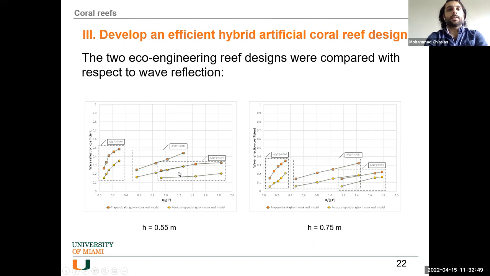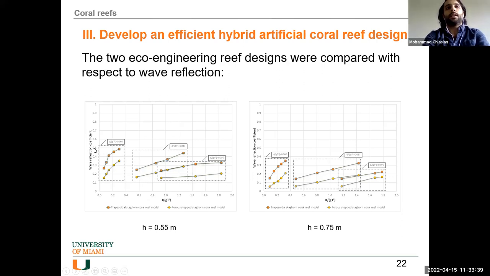Now, comparing these boxes, all boxes are with respect to the relative water level, which is basically the ratio between the water level over gT squared, where T is the wave period, the terms that are defined for each kind of condition that we have. So we can separate the effects of the water level and just see the effects of the wave height changes in each box. As you can see, the wave reflection is increasing with wave height. However, this increase is less for the porous step reef design compared to the regular trapezoidal reef structure.